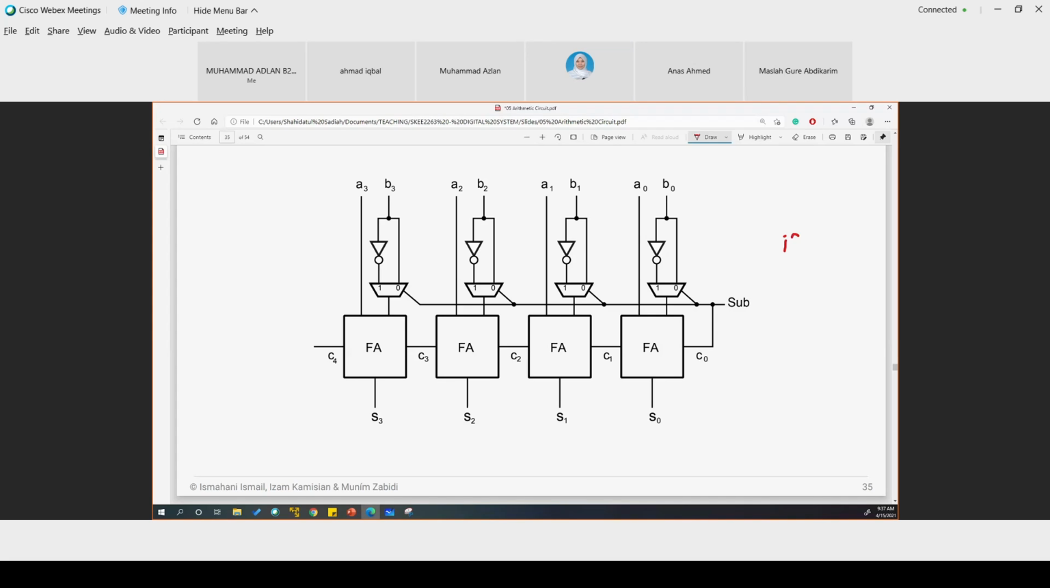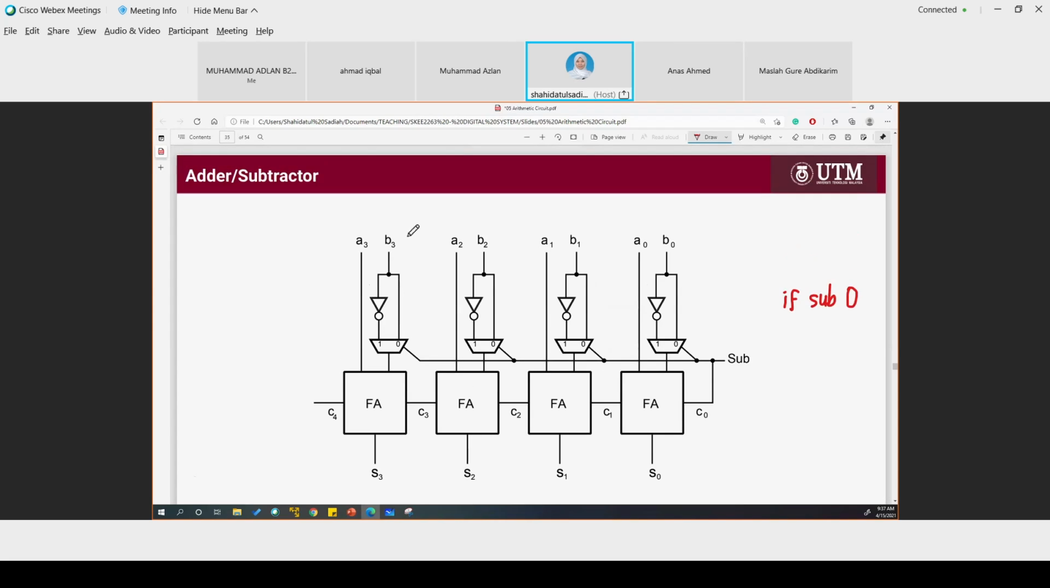All right. If sub is 0, what is the operation? So this circuit here is a 4-bit adder and subtractor.